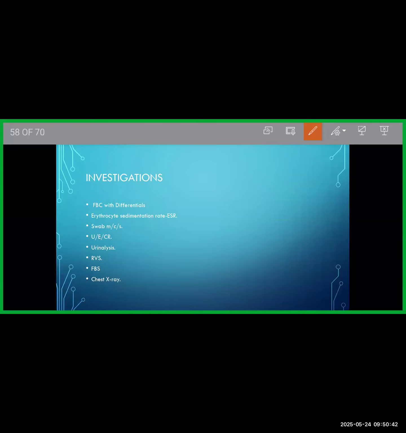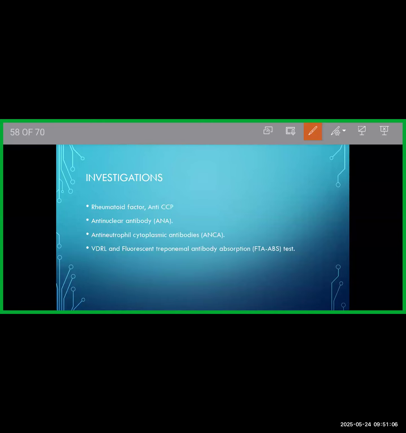Now the investigation is the same as for PUK. Diagnosis of Mooren's ulcer is a diagnosis of exclusion. When every other cause of peripheral ulcerative keratitis has been excluded, then we make the diagnosis of Mooren's ulcer. So the investigations are the same as those of peripheral ulcerative keratitis, and just as I said, Mooren's ulcer is a diagnosis of exclusion.